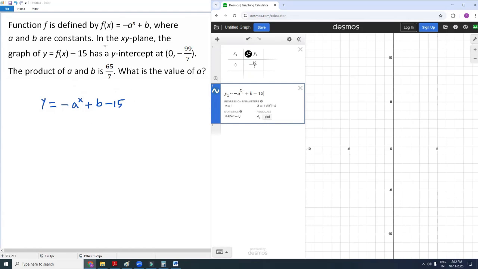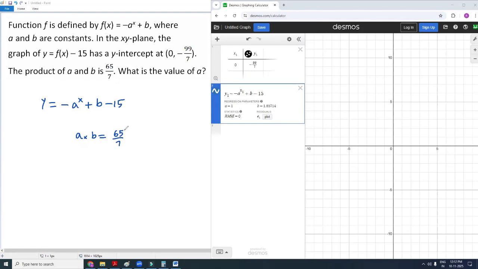Now let's consider the other information we have in the question. That is, the product of a and b is 65 over 7. That is a times b equals 65 over 7. This equation contains only the two unknown constants a and b. When I want to give this equation as input in Desmos, I have to solve for one of the constants, and then I have to take that equation as input. I should not take this equation as input in Desmos when the equation contains only the unknown constants.